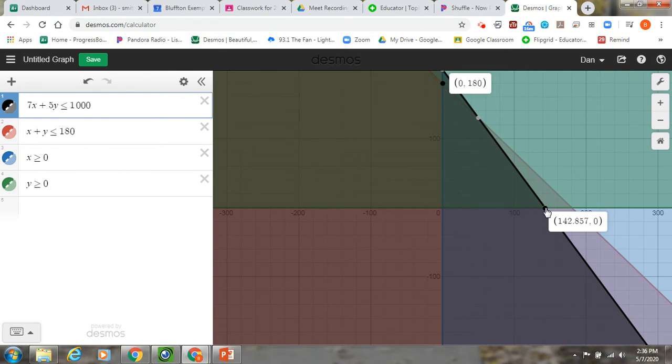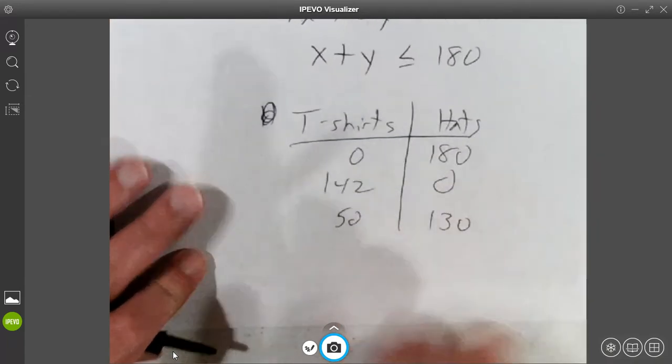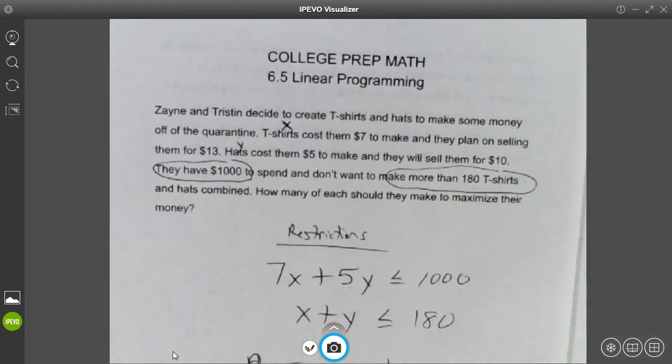So our 3 possibilities, and I'm writing this on the paper, and then we're going to go back to the paper here in just a little bit. But the point that is going to give us the most money is one of those 3 corner points. And that last one was 50, comma 130. So let me go back now to here. What we've got is the maximum is here somewhere. Now how do we decide which one of those is going to make the most money? Well, now we come back to this.